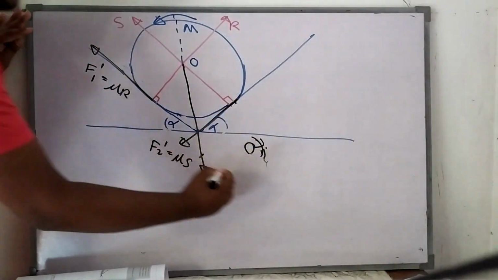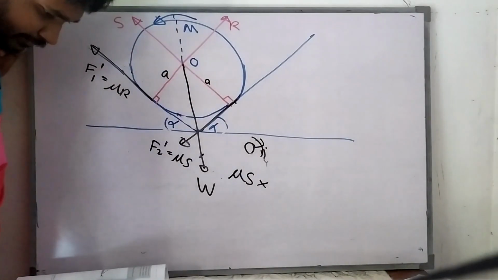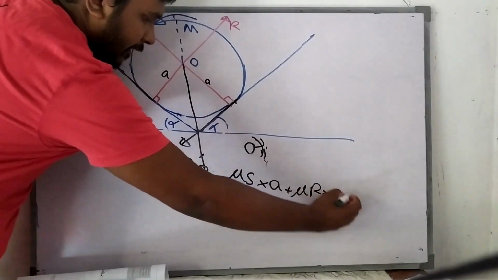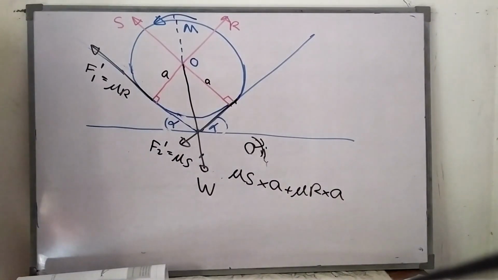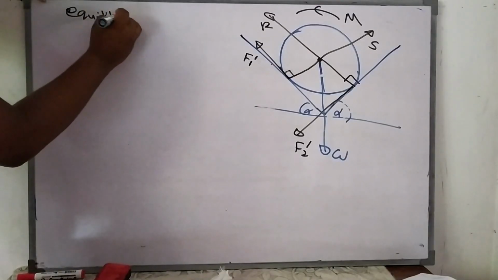So I'm just taking the couple in the clockwise direction. It's mu S into a, mu R into a, same direction, both are right, and it's equal to the capital M, right? Because at the origin O we don't have more forces. R and S are passing through the origin. No, it's not coming. Only mu R and mu S come, okay, with the capital M.